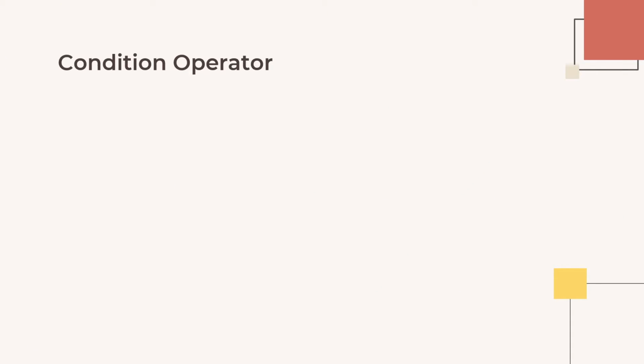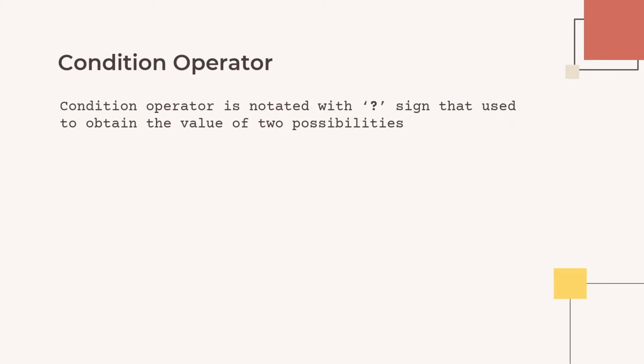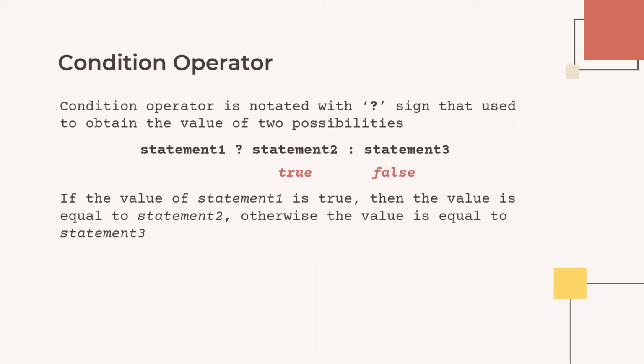And then about the condition operator. The condition operator is noted with a question mark that is used to obtain the value of the possibilities. If the value of statement 1 is true, then the value is the same as statement 2. But if the value is not true, the value is the same as statement 3.